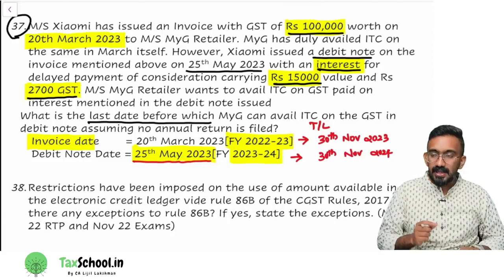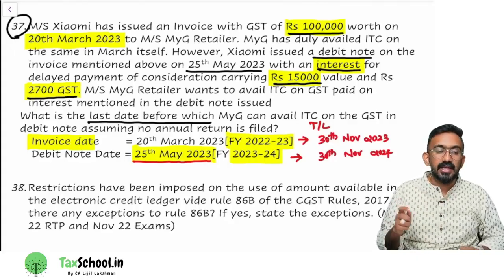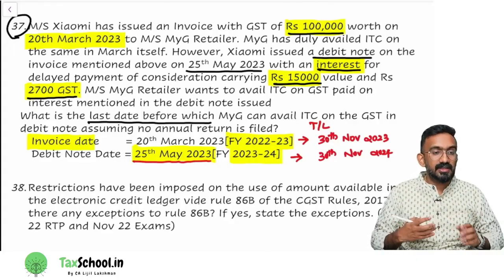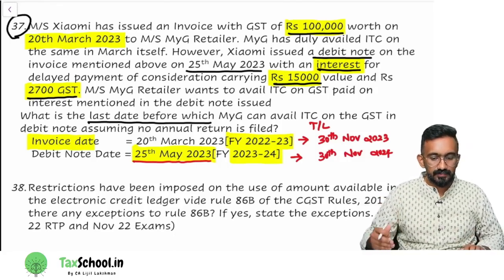Again, please note, the time limit is only there for availing ITC, not for utilizing ITC. Availing ITC means whatever invoice you have, you claim this ITC in your GSTR 3B. That is the time limit that we are talking about.